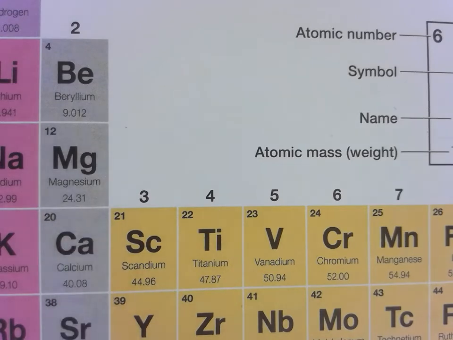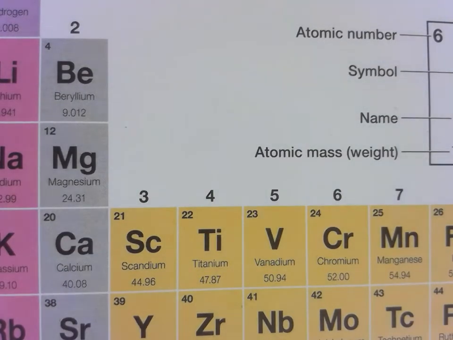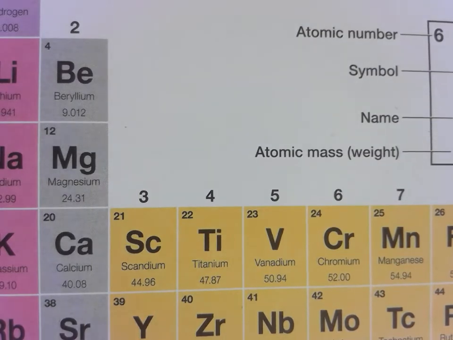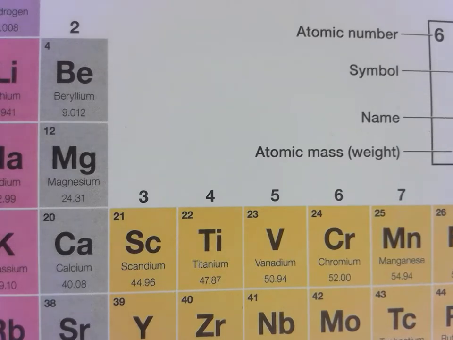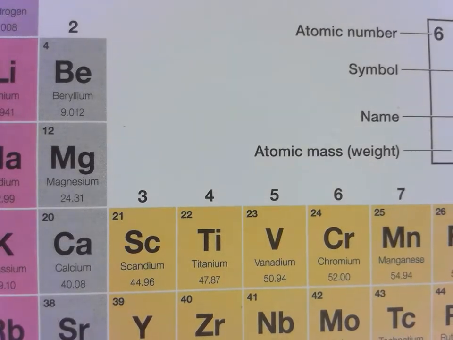So a mole is something that we can use on the reaction level. A mole of magnesium reacts with a mole of oxygen to form a mole of magnesium oxide. So it's like having a dozen eggs. You know that a dozen eggs contains 12 eggs.